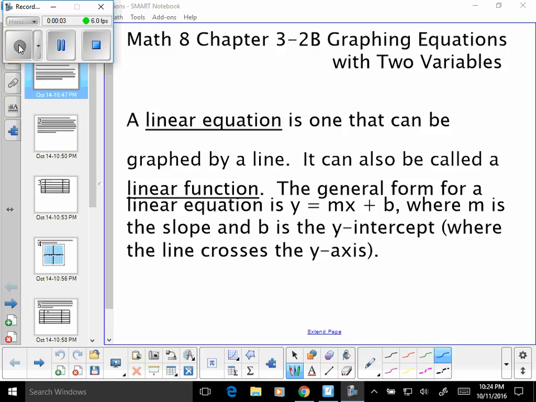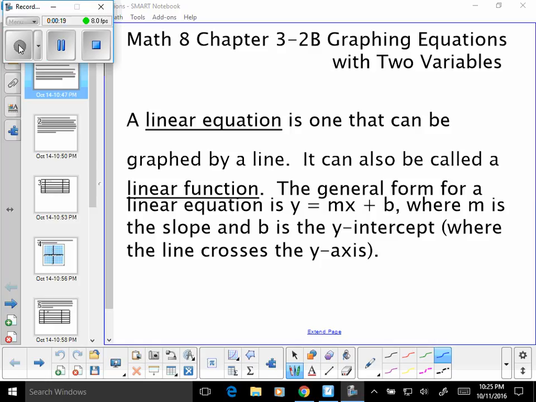All right, 8th graders, we're moving on to lesson for chapter 3-2b, graphing equations with two variables. Make sure you have some colored pens or markers and a ruler, a 6-inch ruler would be just fine.